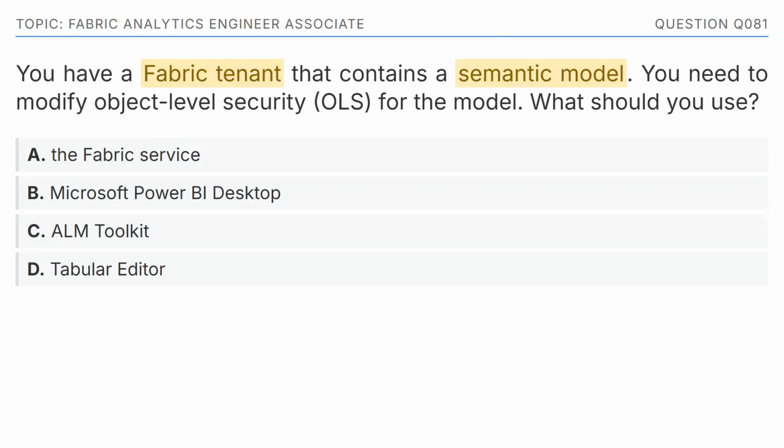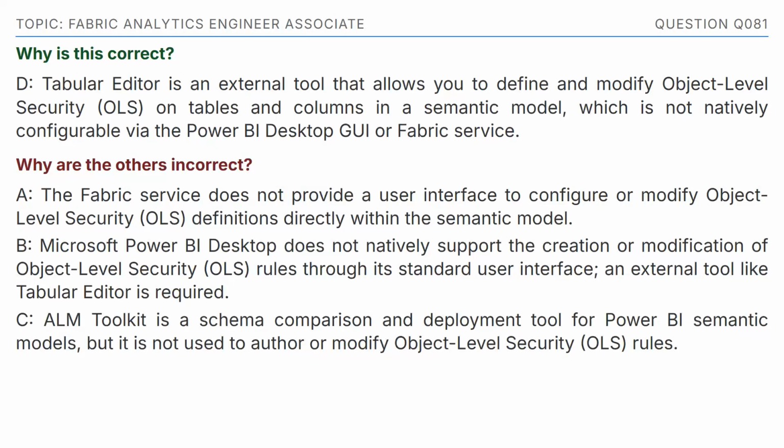To arrive at the correct answer, we focus on the keywords: Fabric tenant, semantic model, modify object-level security, OLS. The correct answer is option D, Tabular Editor. Why is this correct? D. Tabular Editor is an external tool that allows you to define and modify object-level security, OLS, on tables and columns in a semantic model, which is not natively configurable via the Power BI Desktop GUI or Fabric service.